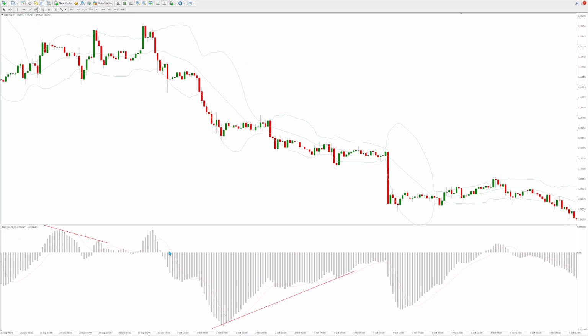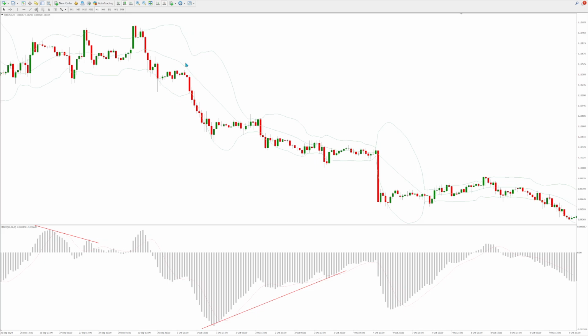For this short trade, we're going to want the MACD bars to be below the signal line and/or below 0. Onto the Bollinger Bands. Now for the Bollinger Bands aspect of this strategy, we're going to look for the price to either break out below the lower band for a sell trade or above the upper band for a buy trade. Okay, that's one particular entry.